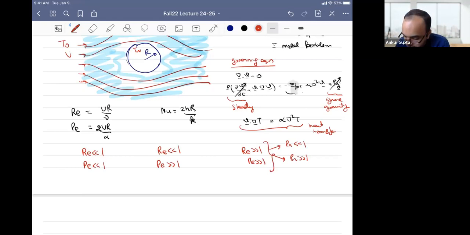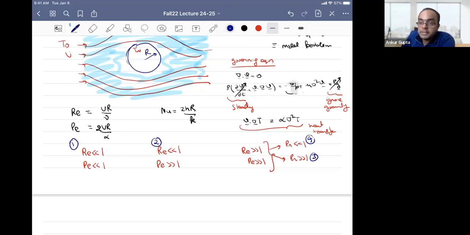Okay. So there are 4 limits: 1, 2, 3, and 4. So I first want to clarify. These are the 4 limits we want to discuss: Reynolds number small, Peclet number small; Reynolds number small, Peclet number big; and both Reynolds number and Peclet number large, but Prandtl number small, and Prandtl number big. It will become clearer why Prandtl number comes in. I'll explain that as we go along. But any questions about different limits, or if there is any confusion, I'm happy to help.